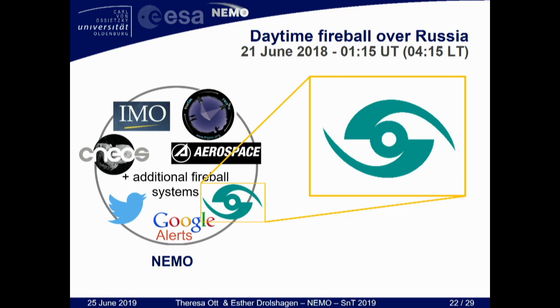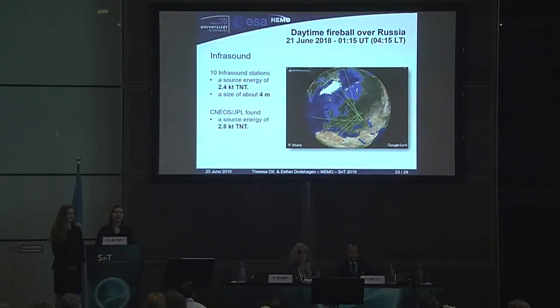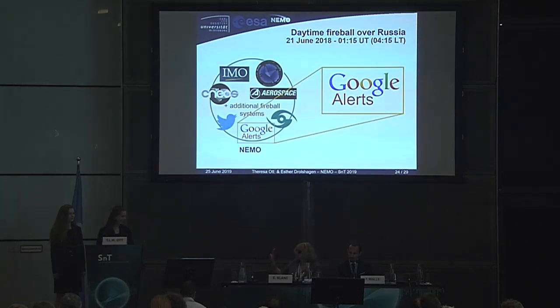We also had a look, of course, into the data from the IMS network. We found signals of this fireball on 10 infrasound stations, and with that we calculated an energy of roughly 2.4 kilotons TNT, which we calculated to be about the size of 4 meters. So this was a very nice big event. And the CNEOS JPL data, the US government satellite data sensor, they found an energy of 2.8 kiloton TNT. So this was very similar in the energy estimation. So we're very pleased with that.